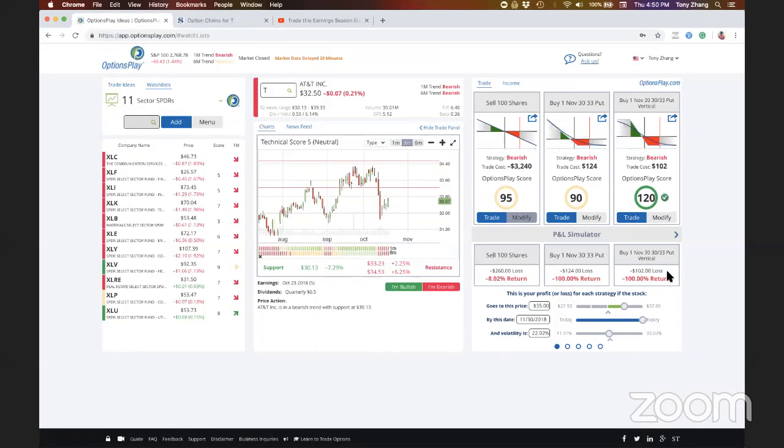So not only do I get the highest return if I'm right by buying this put spread, but more importantly, if I'm wrong, I lose the least amount of money. That's how you're going to be able to maximize your profits.